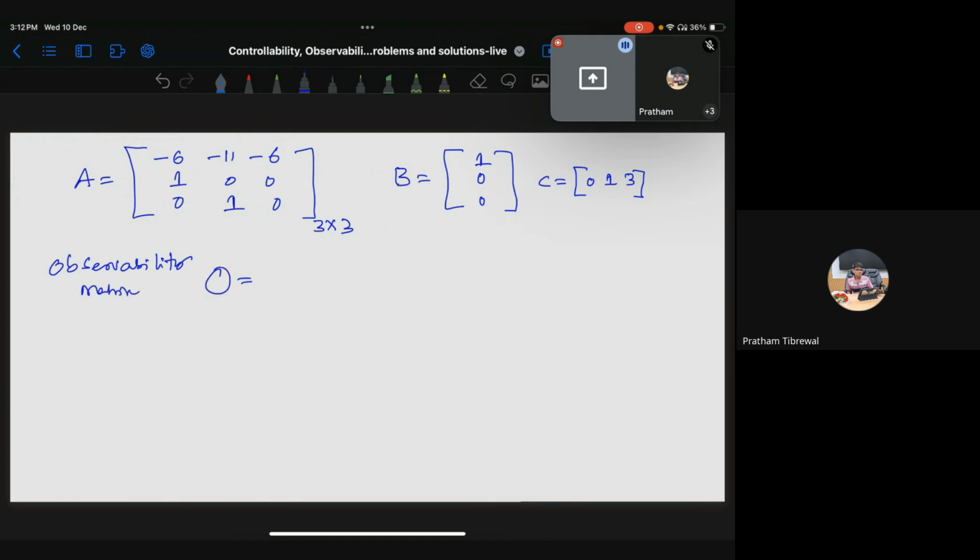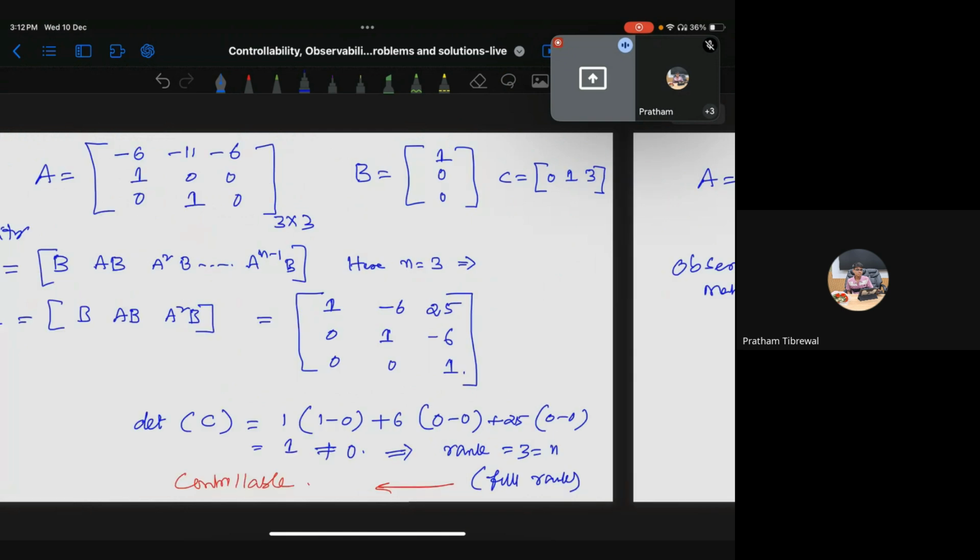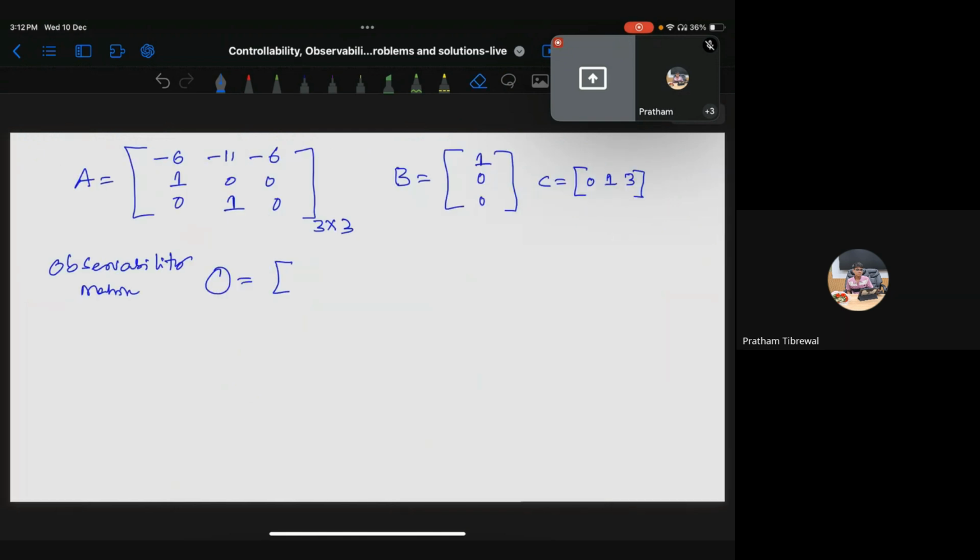Okay, so O, that is nothing but the observability matrix, is A transpose. You can check the formula again. Sorry, C transpose. So C transpose, A transpose C transpose, etc., A transpose whole power n minus 1 C transpose. Here n is again equal to 3. So that will be C transpose, A transpose C transpose, A transpose whole square C transpose.